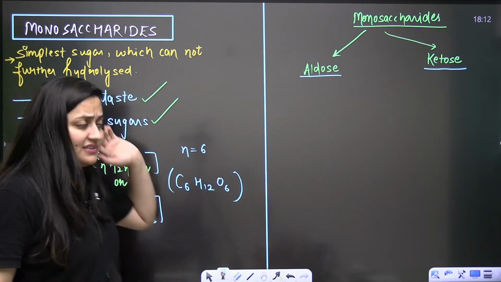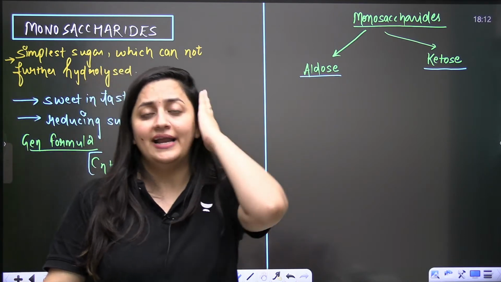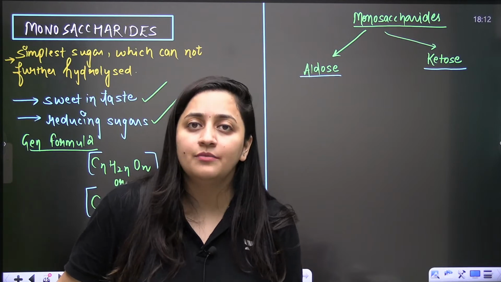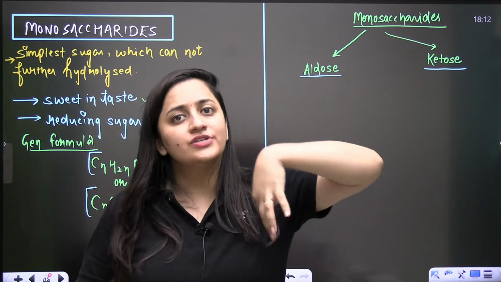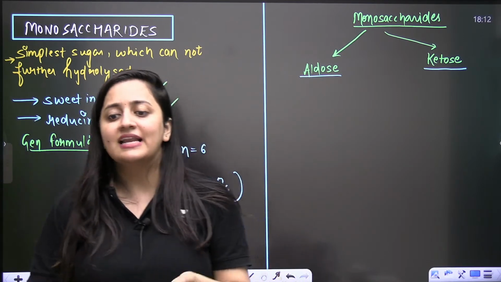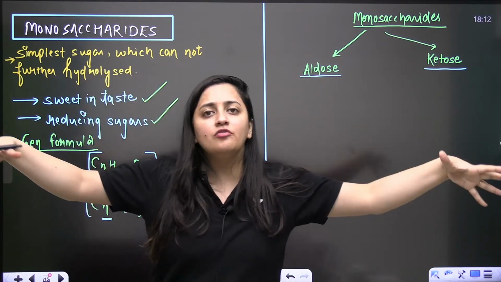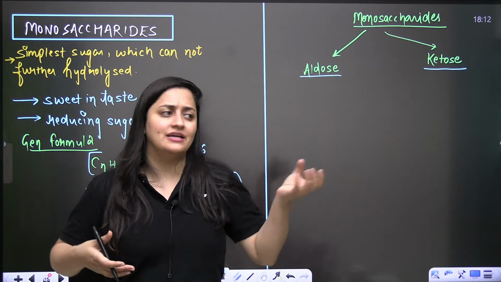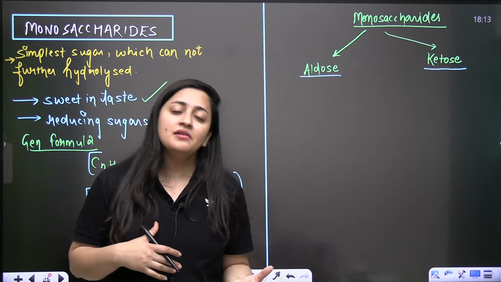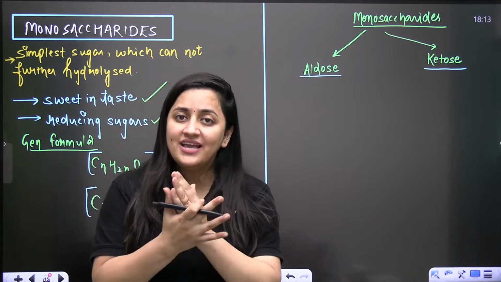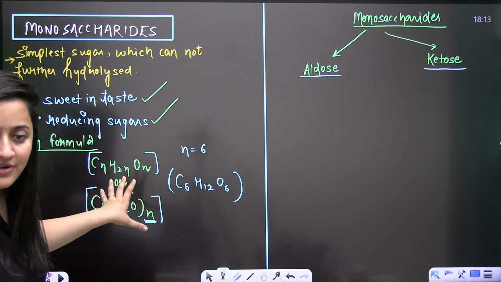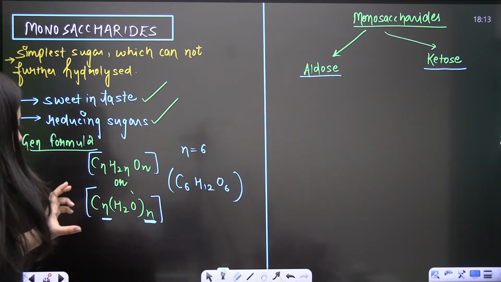Now, monosaccharides cannot be further hydrolyzed into other sugars, right? From monosaccharides, you cannot break them and get another sugar. This is what I'm trying to say. Let's say you take the example of polysaccharides. You break the polysaccharides, and obviously you will get small subunits. That can be your simple sugars, your monosaccharides. But when you break the monosaccharides, you will not get other sugars. But here, the number of carbon atoms can vary.